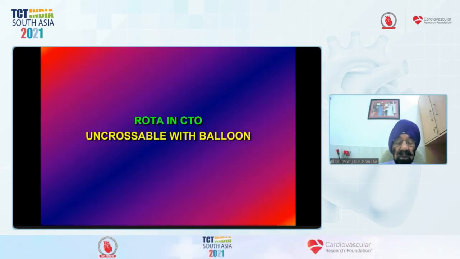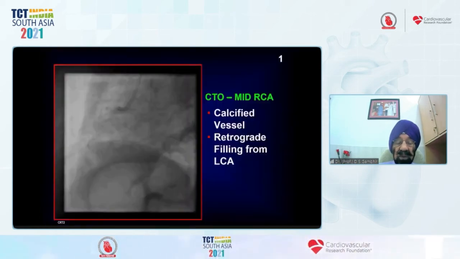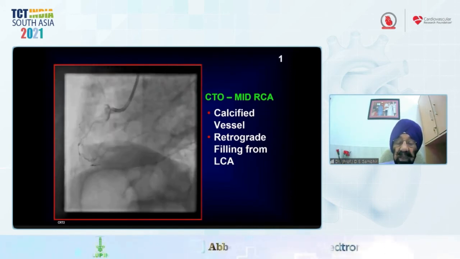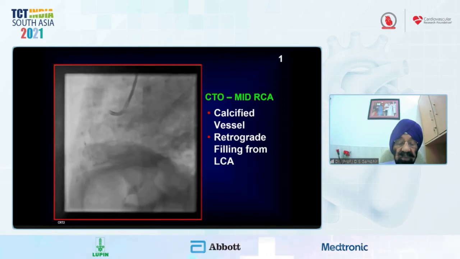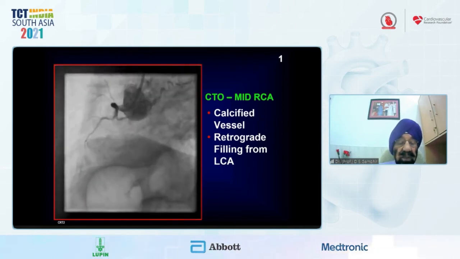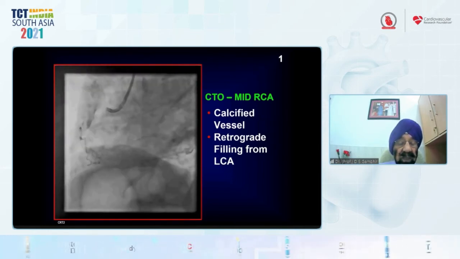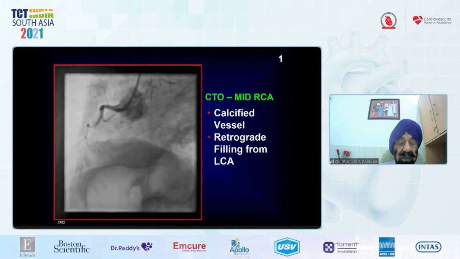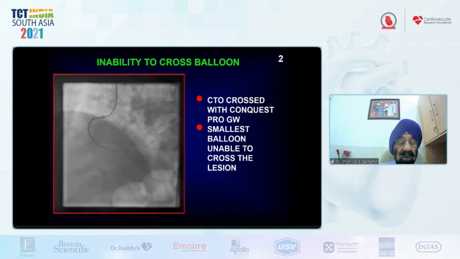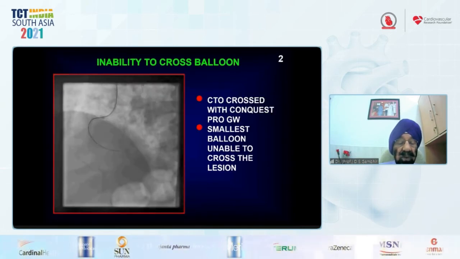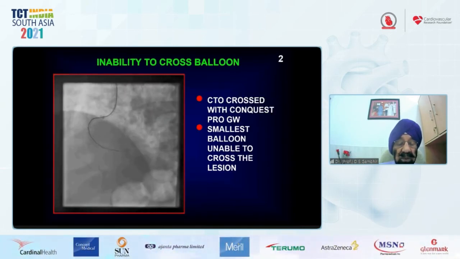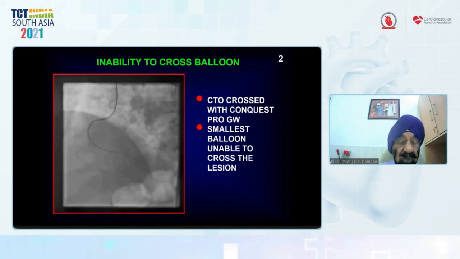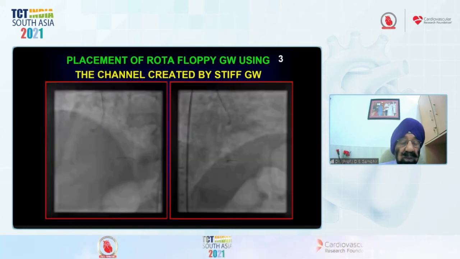Now, the third group is CTO which is uncrossable with a balloon. Now, this is one such example. It's a highly calcified vessel with retrograde filling from the left coronary system, a CTO which has been there for the last about 3 or 4 years. Patient was quite symptomatic, class 3, other vessels were normal. So, we were able to get our Conquest Pro wire across this long length of stenosis. But even the smallest balloon, 1 millimeter, was unable to cross this CTO.